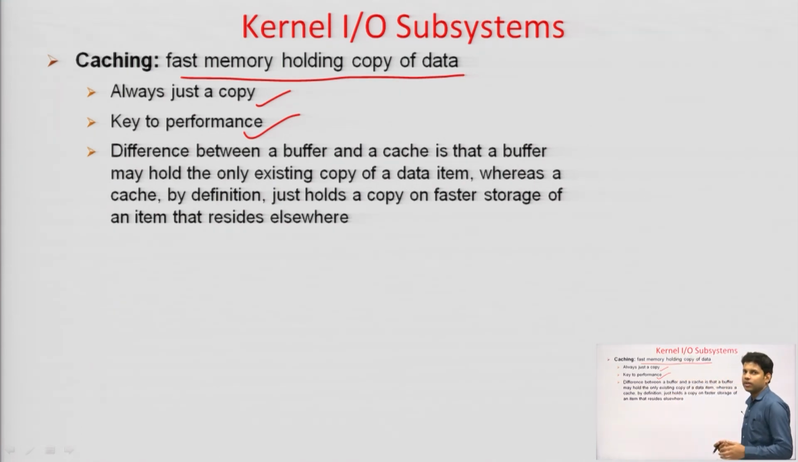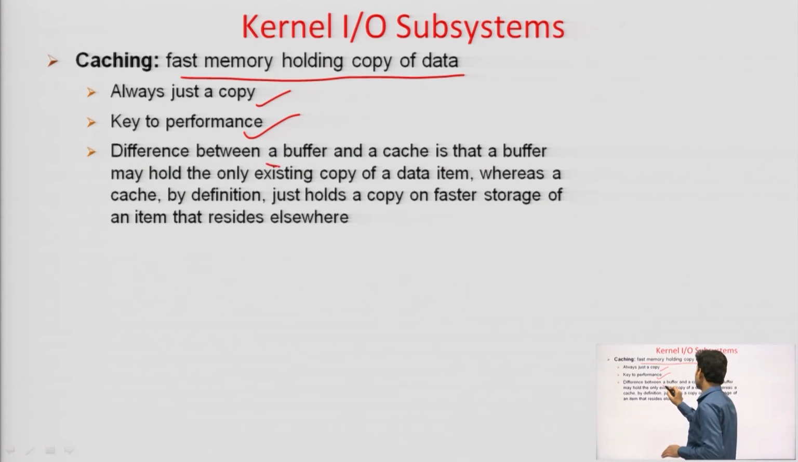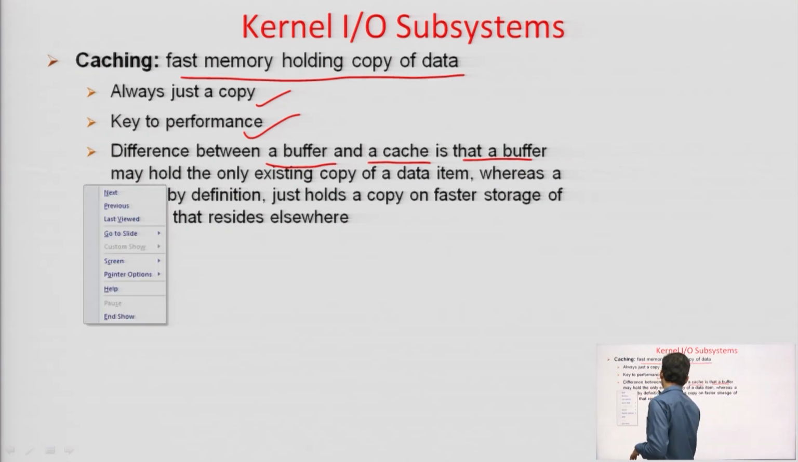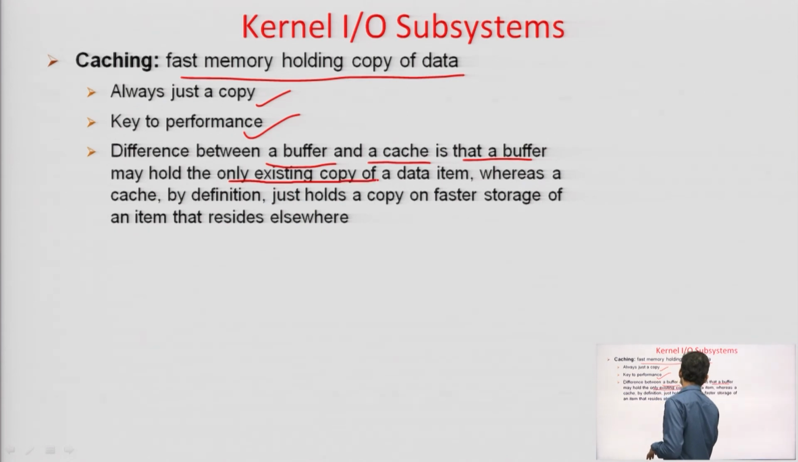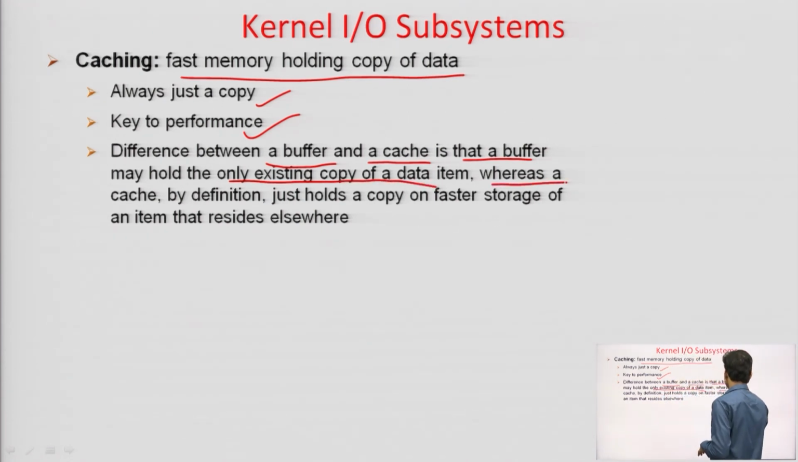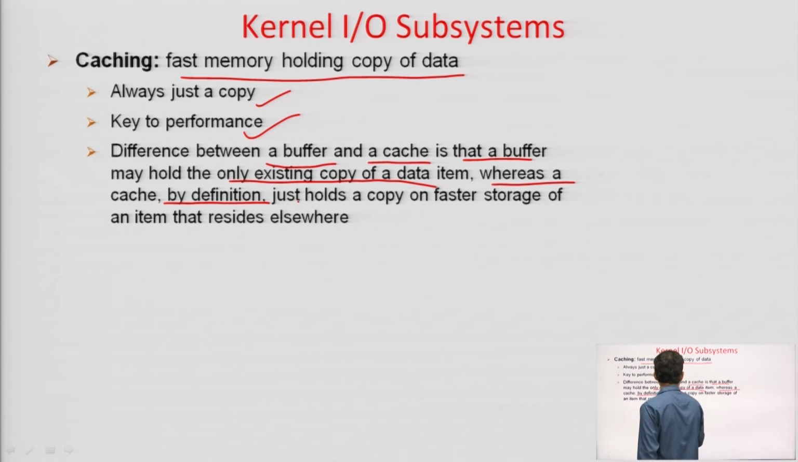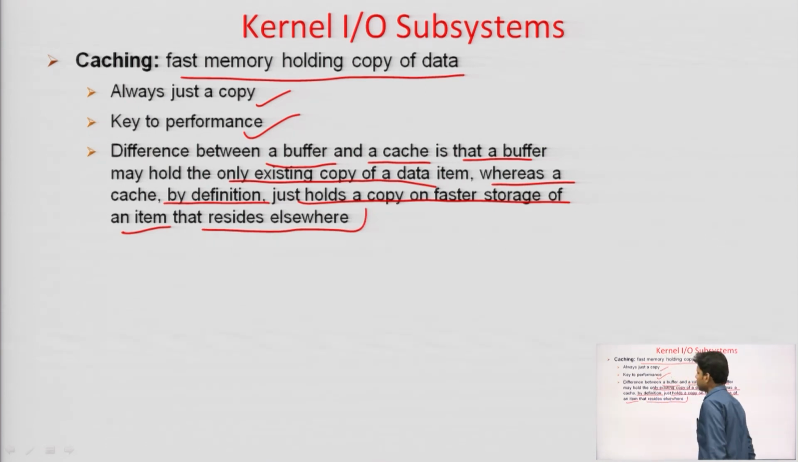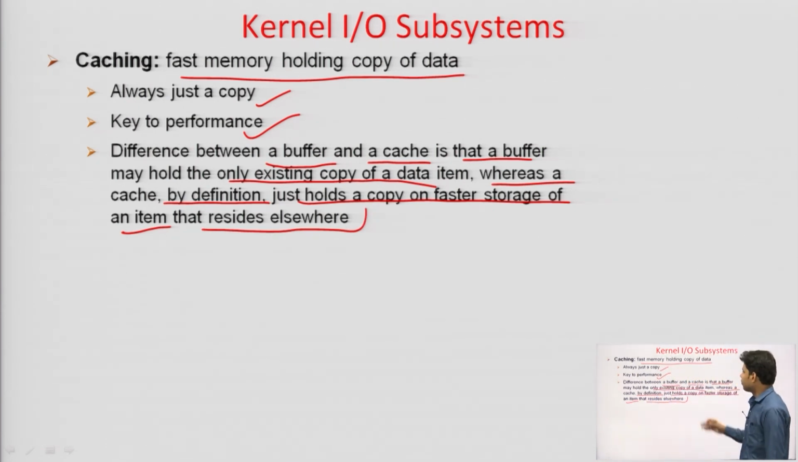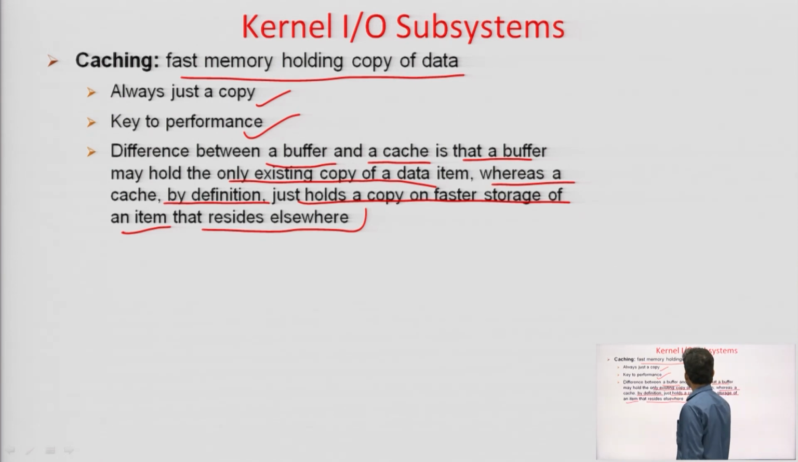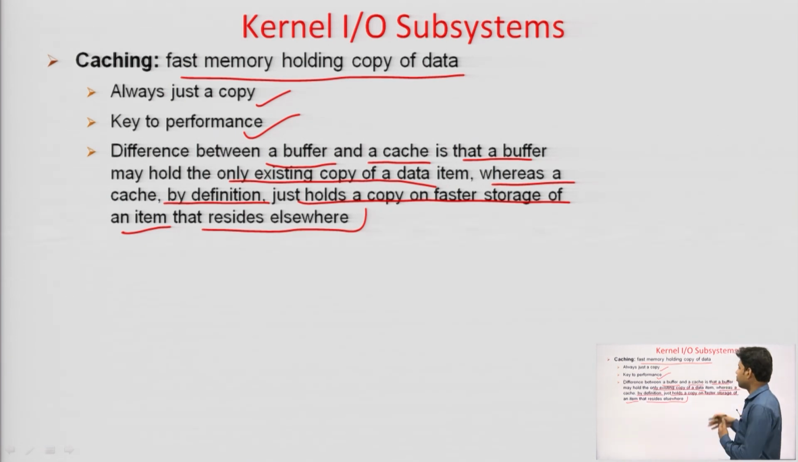We must understand the difference between caching and buffering. The difference between a buffer and a cache is that a buffer may hold the only existing copy of a data item, whereas a cache by definition just holds a copy on faster storage of an item that resides elsewhere. So, a buffer is holding the only existing copy of a data item, but a cache is holding the copy of data which is residing somewhere else.